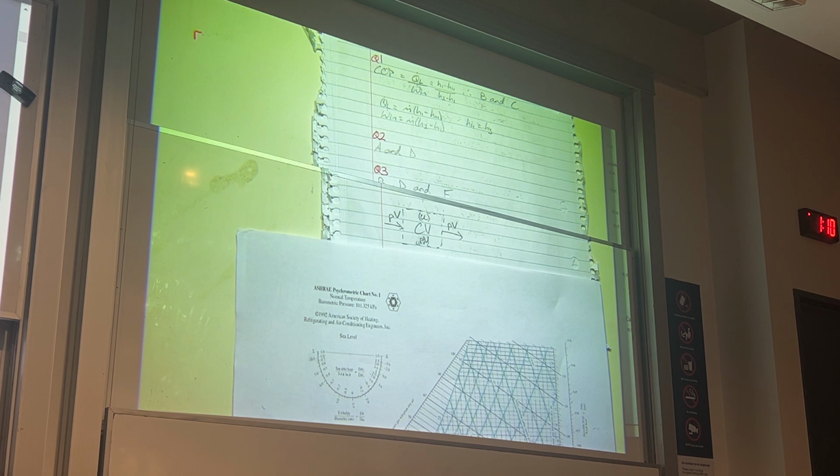So remember that enthalpy is U plus PV, and that PV term represents the flow work that our mass requires to enter or exit our control volume.